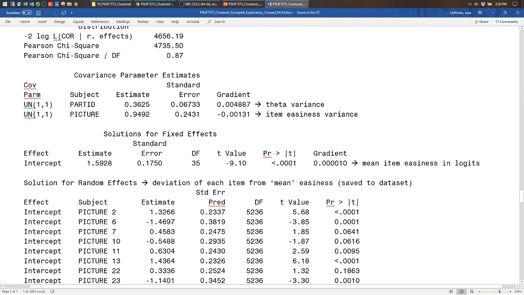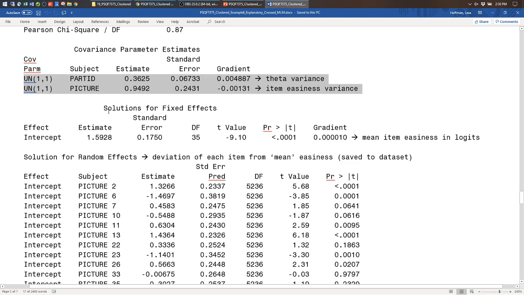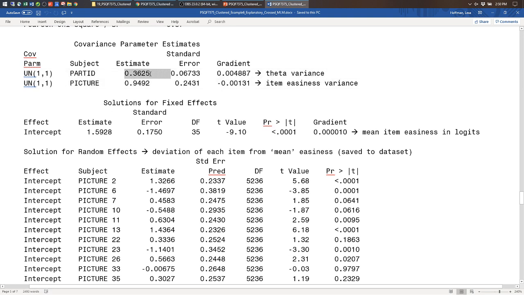But now I have two variance components. The first one for part ID, that's all the reasons why some people are more likely to be correct on this task than others, ability. And this one is all the reasons why some pictures were more likely to be answered correctly than others. So there's a lot more variability between pictures than persons.